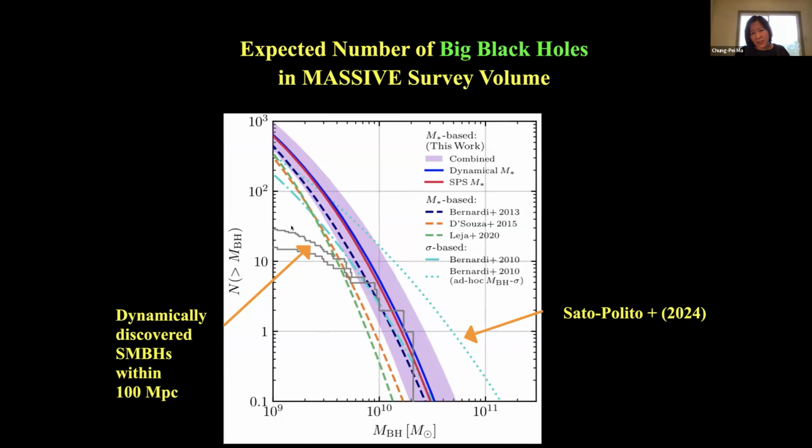You may think there's a deficit here between the dynamically discovered and the predicted ones based on the stellar mass function. But this is just because no one's going out and measuring these black holes. There are a lot more out there. It's way too expensive to target every single one. But I just want to highlight the high mass end. We don't need like 10 of these 30 billion solar mass black holes, for example, that Sato-Polito said they would need to account for the low frequency gravitational waves.